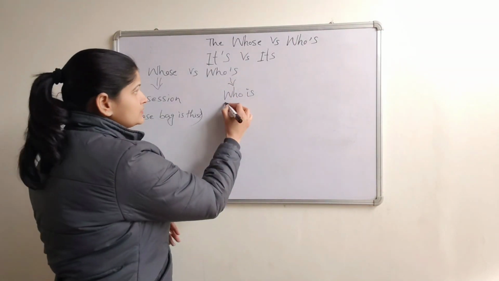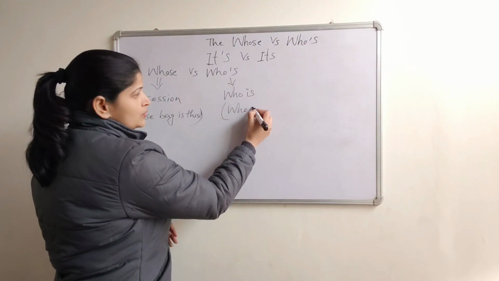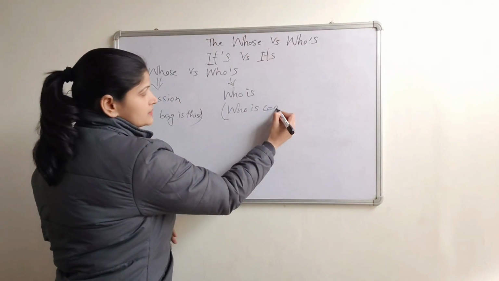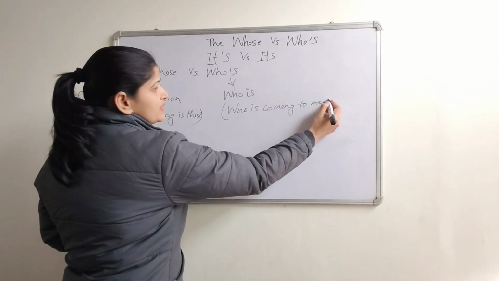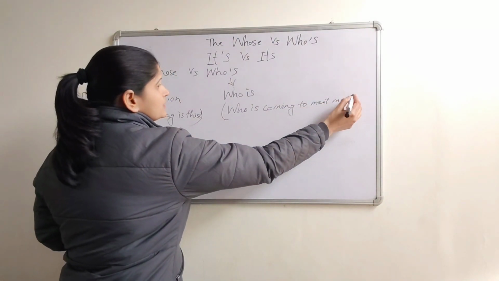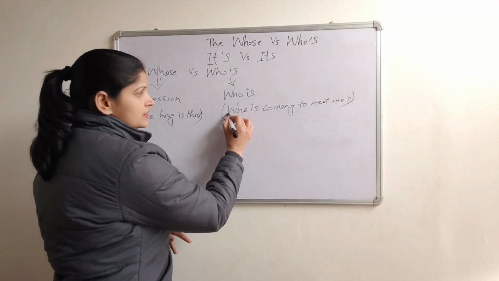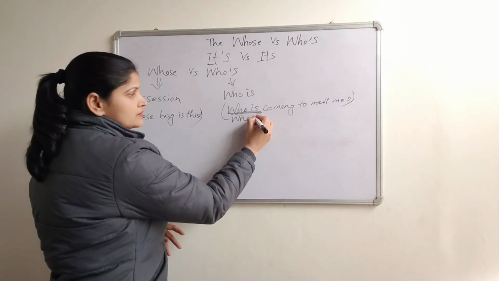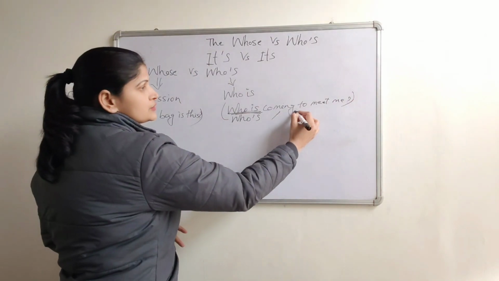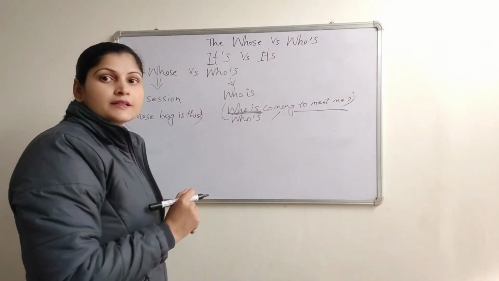For example, who is coming to meet me? We can write this as who is, we can write who's. Who's coming to meet me?